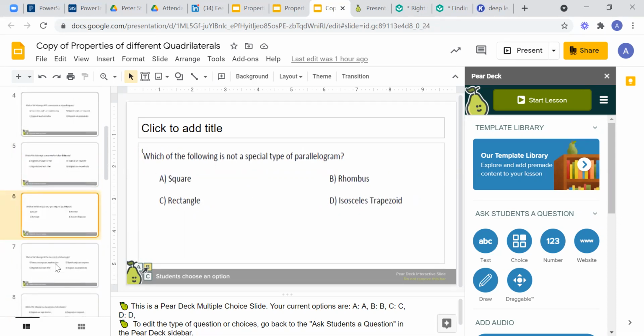Tyler, can you help us with this? Which of the following is not a special type of parallelogram? Okay, special types of parallelogram, we have rhombus, rectangle, and square. So isosceles trapezoid is not a special parallelogram. Thank you.